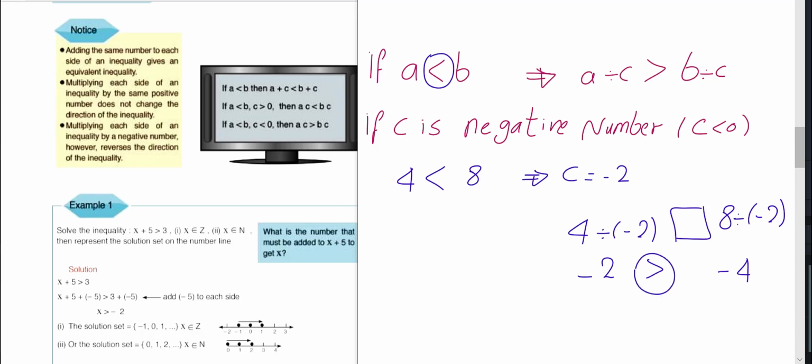But when we divide both sides of the inequality by a negative number, the sign of the inequality will be changed, and less than becomes more than. Okay, so let me say them again. If we add or subtract the same number to both sides of the inequality, the sign of the inequality doesn't change. If we multiply or divide both sides by a positive number, the sign of the inequality doesn't change. But if we multiply or divide both sides by a negative number, the sign of the inequality changes. Let's use these properties to solve inequalities.